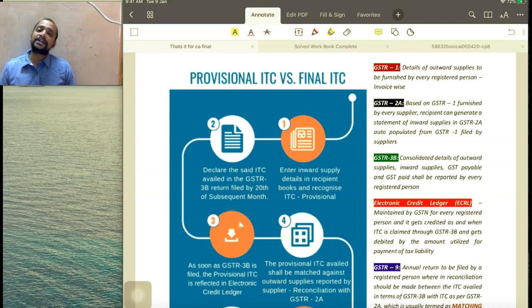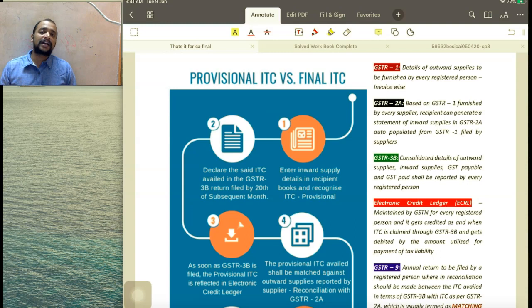Now what is the entry for input services? Service charges account debit, input tax credit account debit, to cash or bank or creditor. When I refer to input tax credit, you will not put it in a single ledger. You will put it under multiple ledgers: input tax credit CGST receivable account debit, then SGST receivable account debit, and IGST receivable account debit.